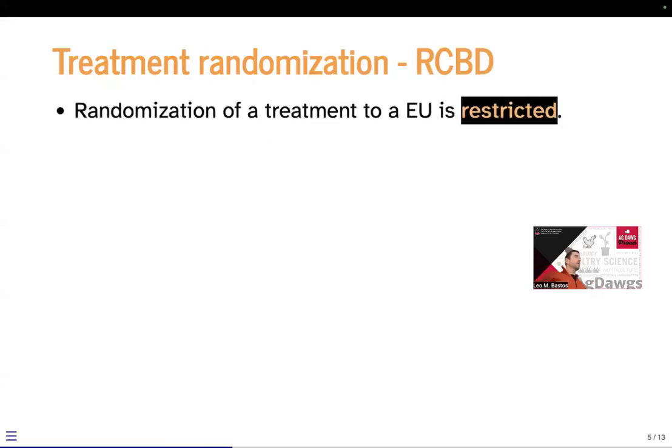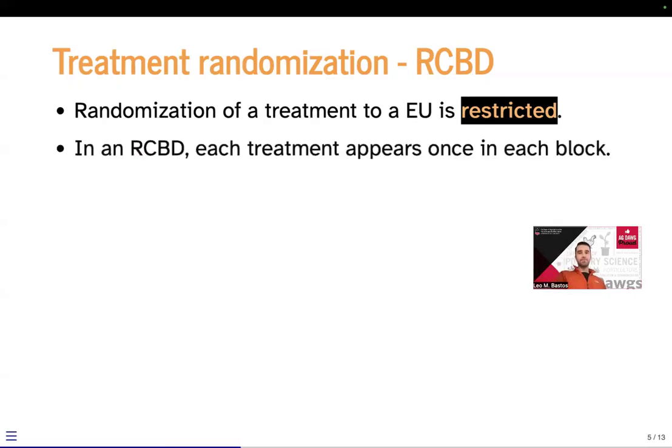So if you remember, and we mentioned this last time, the difference between an RCBD and a CRD is that on an RCBD, a randomized complete block design, the randomization of a treatment to experimental unit is restricted. There is one restriction in randomization. There are 0 restrictions in randomization in a CRD. So CRD, simplest design, no restriction in randomization. RCBD, 1 level of complexity up from a CRD. RCBD, we have 1 level of restriction when we randomize our treatments.